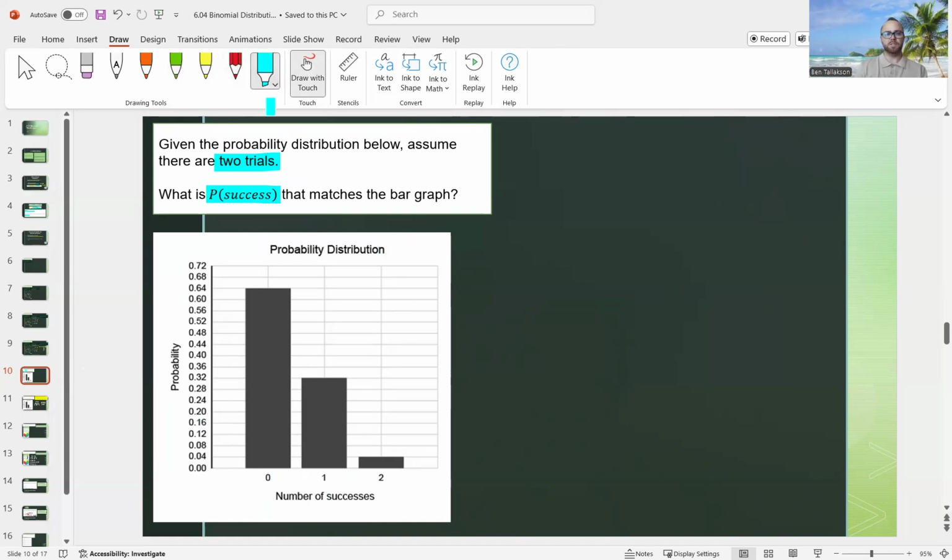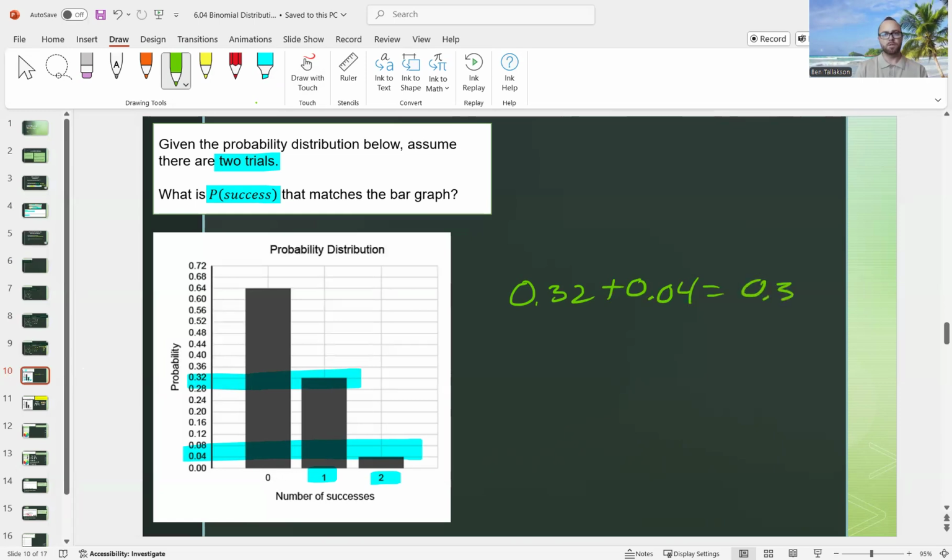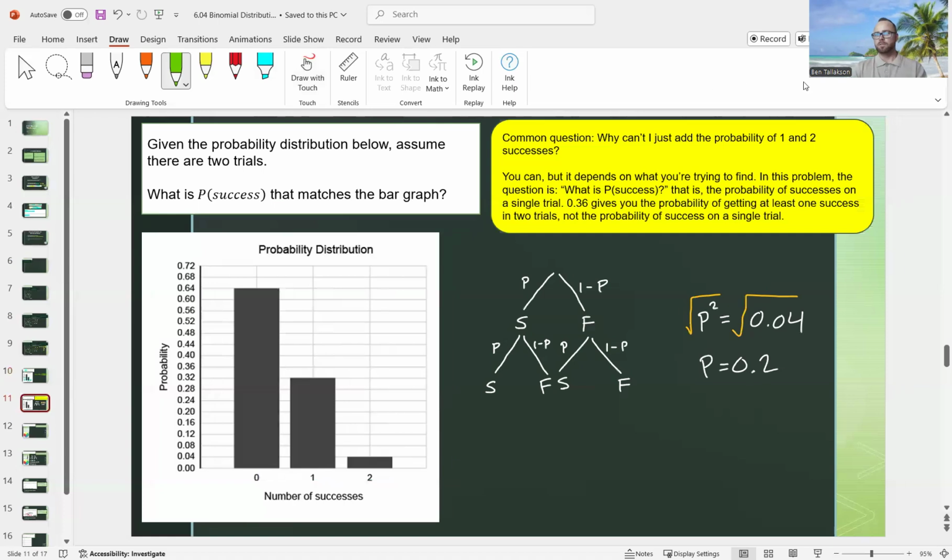Okay, the most common mistake is saying, oh, here's a success and here's two successes. So if I just add this probability and this probability, I have my answer, 0.32 plus 0.04, 0.36 done. It's not so simple. Read the question carefully. Here's my explanation. And a common question, common mistake as well.